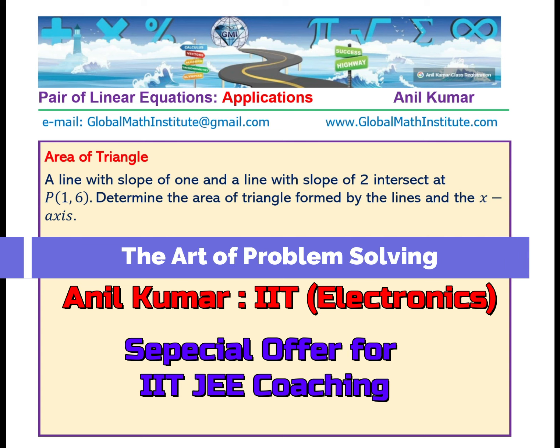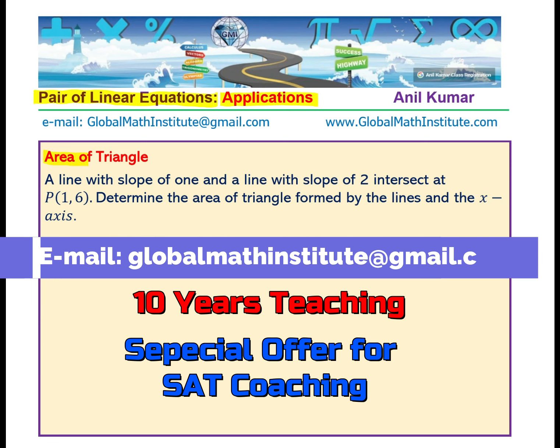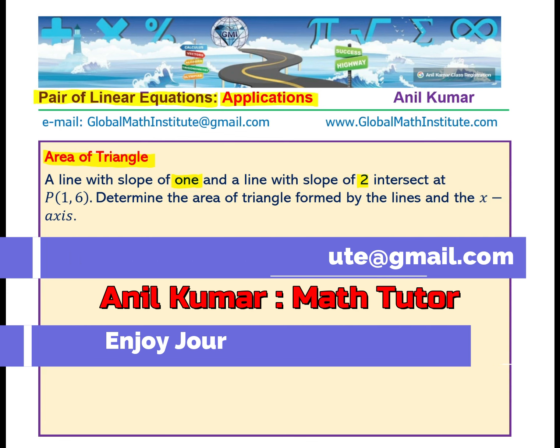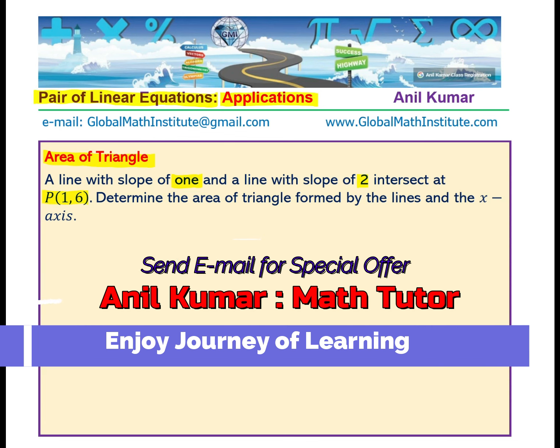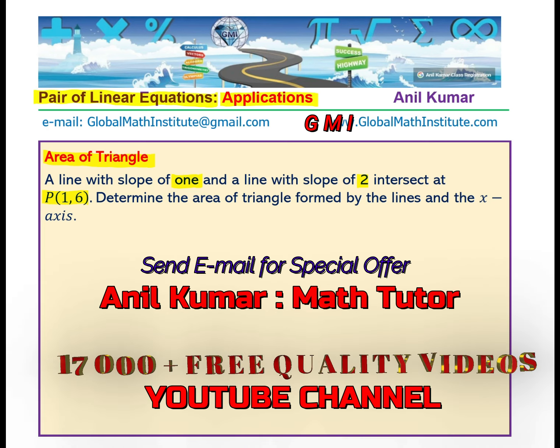Welcome to our series on the art of problem solving. In this particular video, we have taken up an application question which is based on pair of linear equations. Titled "Area of Triangle", the question is: a line with slope of 1 and a line with slope of 2 intersects at point P (1, 6). Determine the area of the triangle formed by the lines and the x axis.